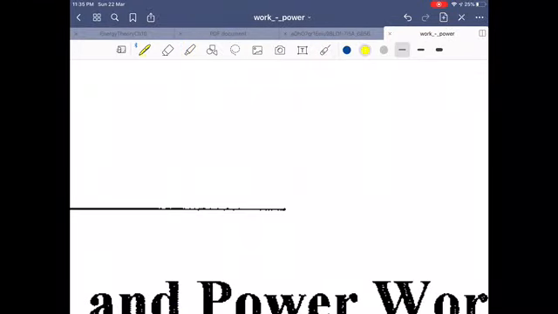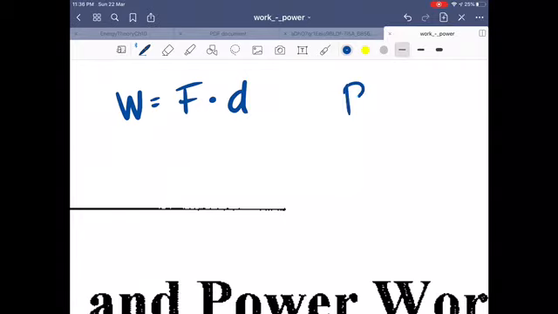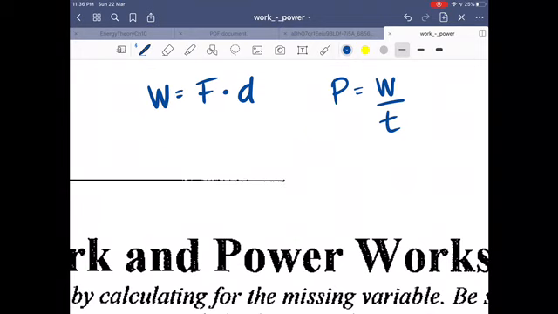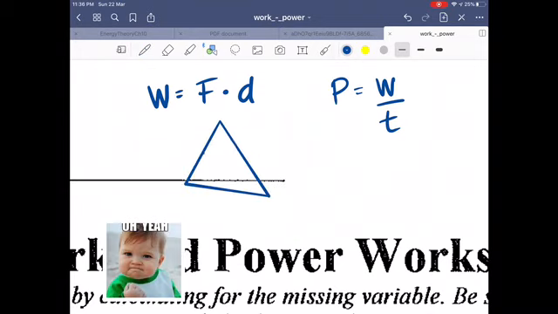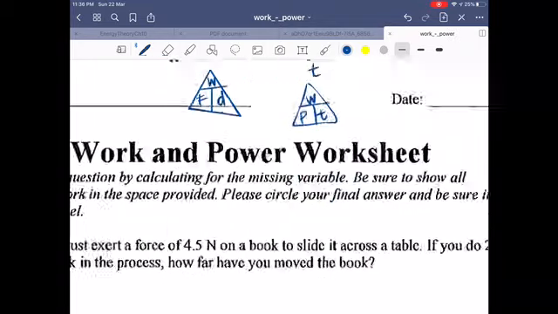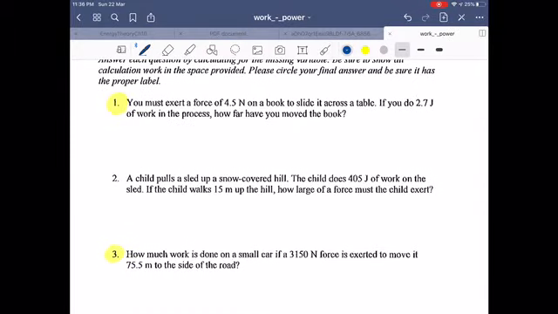Okay, so first of all, I want to remind you of the formulas. The formulas we'll be using, guys, will be work equals force times distance, and power equals work divided by time. Teacher, they're very easy. Yes. Do we have a triangle for that? Yes, we have. The triangle for work is work equals force times distance, and the triangle of power equals work divided by time. Okay? They're really easy.